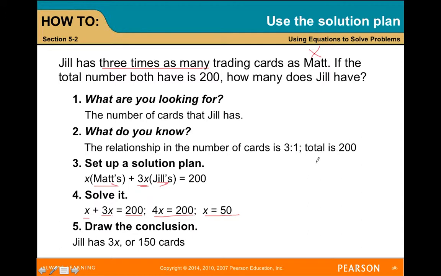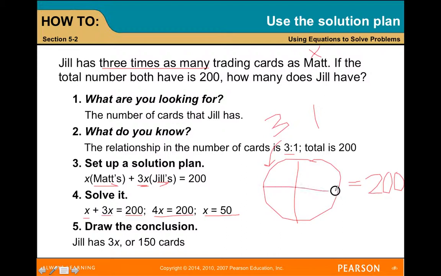So this is what I was talking about, right? I look at it like a circle. And if this circle equals 200 cards, Jill has 3 parts of this, and Matt has 1 part. So remember the proportion, which is this one. So then if you divide up the sections, Jill has 3 parts and Matt has 1 part.